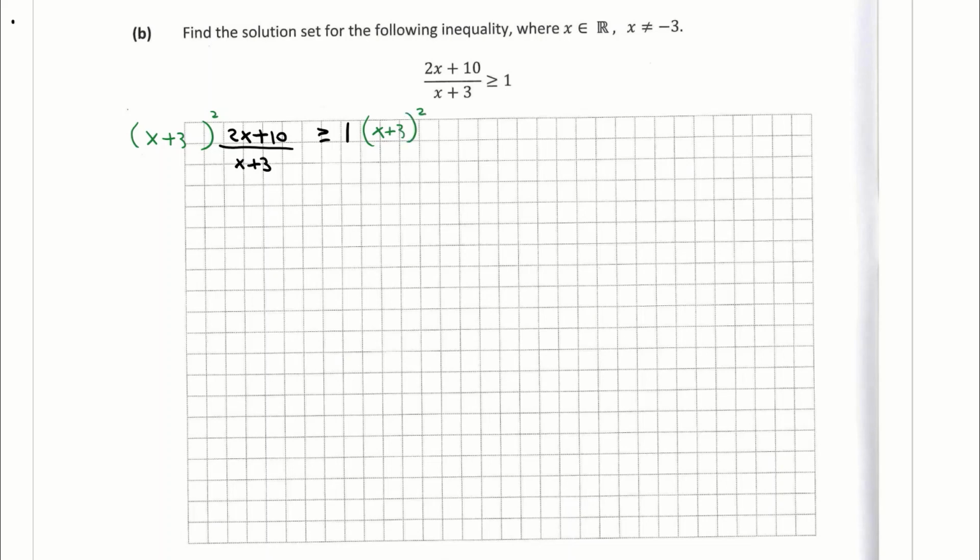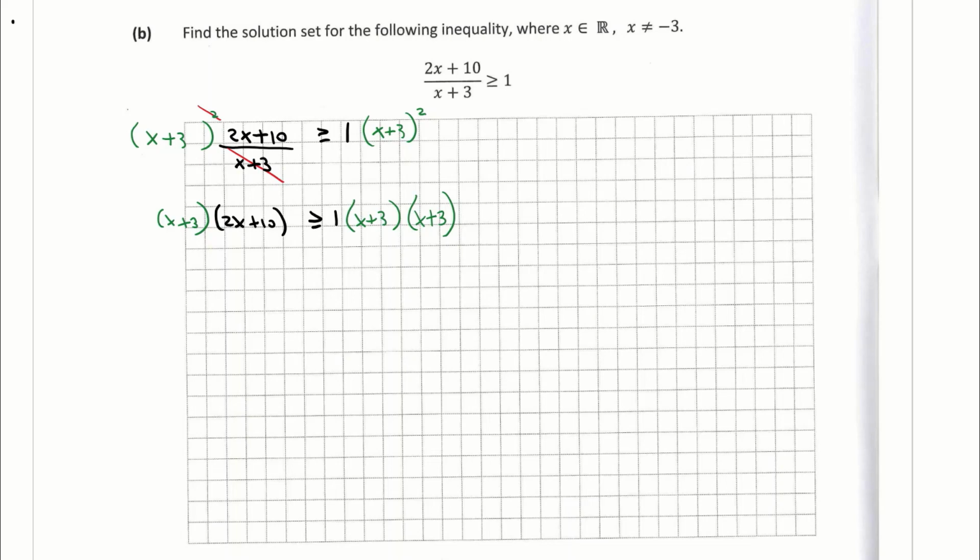And on the left, I can now divide this x plus 3 into one of these x plus 3's, which is basically cancelling out the square. I've now eliminated the fraction, but I'm now going to have to multiply both sides. So I'm going to have to go x plus 3 multiplied by 2x plus 10. And that is greater than or equal to 1 times x plus 3 squared. Well, x plus 3 squared basically just means x plus 3 by x plus 3.